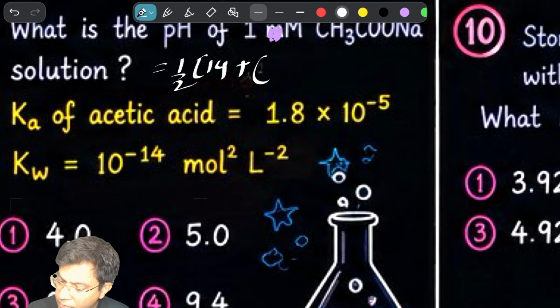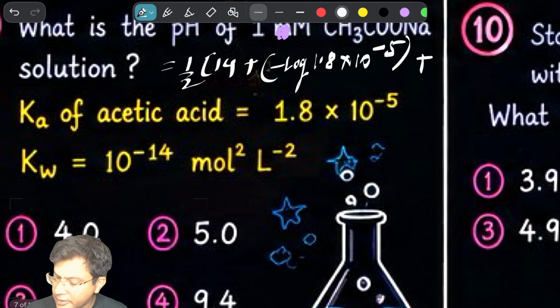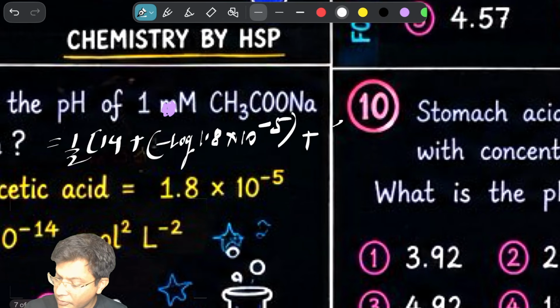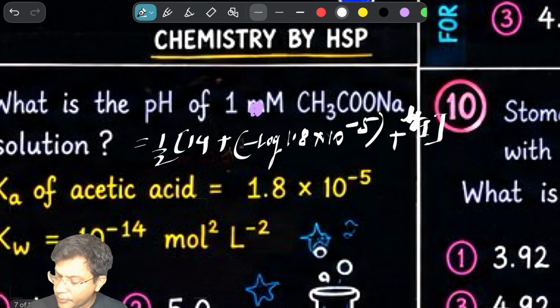So minus log of 1.8 into 10 raised to the power minus 5, plus log C. They are all inside the bracket. The concentration is 1 molar, so let me write down 1 only. But log C, log 1 will become 0. And this will become 4.74.